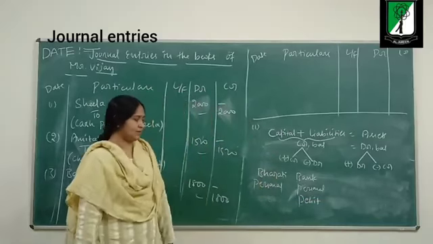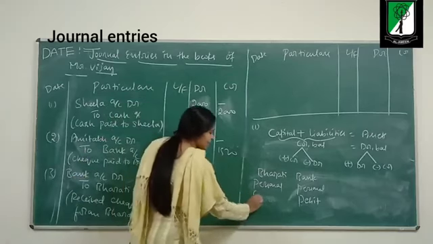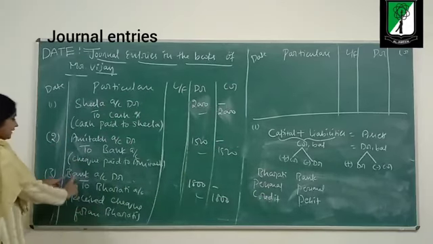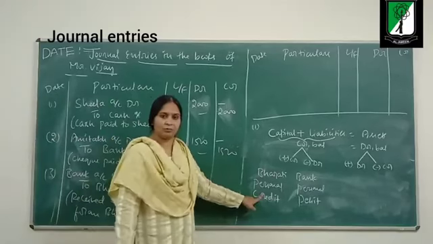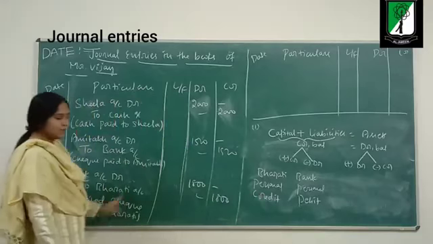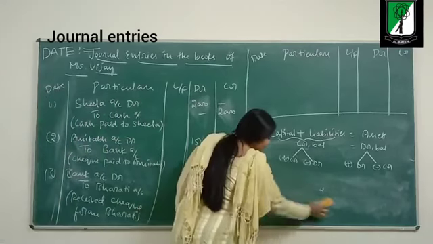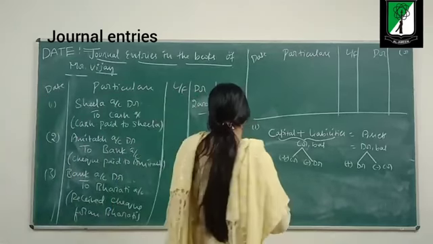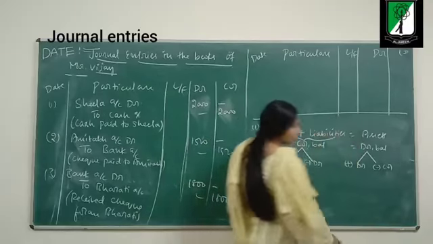Bharti is a natural person. Personal account rule. Debit the receiver, credit the giver. She is giving money. So credit. So what is the journal entry? Bank account debit to Bharti account. Bharti is credit. Okay. So this is the journal entry. Now moving on to the next transaction.